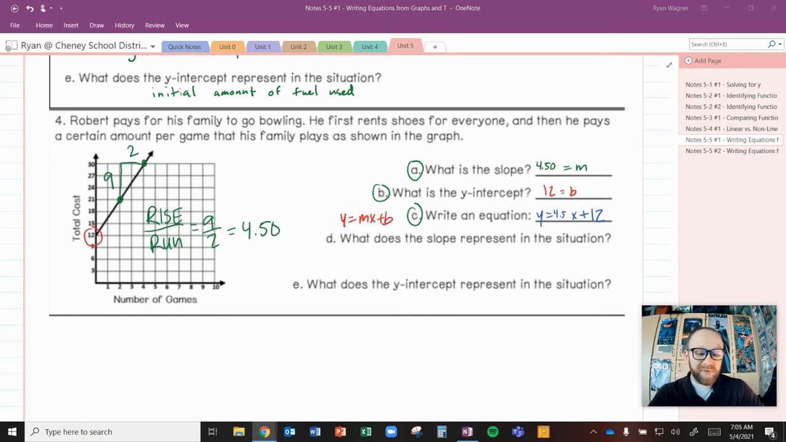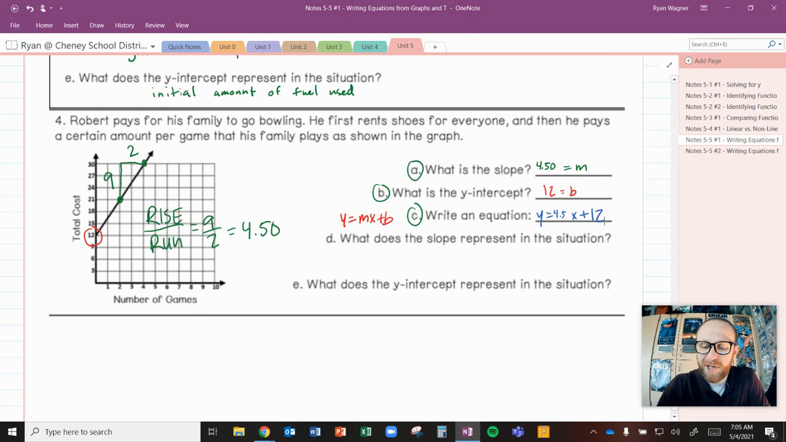Okay, so the slope is 9 over 2 if we check our scale. Now, because we're dealing with money, we're going to divide that. We get $4.50, so 4.50 is m. The y-intercept is where the graph crosses the y-axis, which is 12, and it's positive. So our equation is y equals mx plus b. M is slope, b is y-intercept. So our equation, y equals 4.5x plus 12.